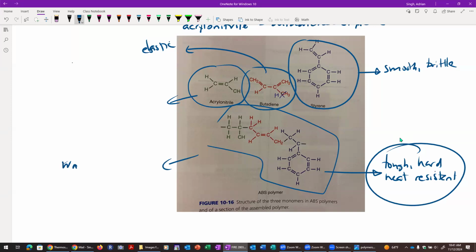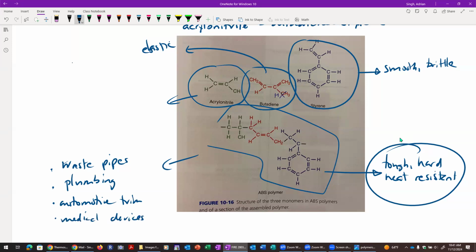You find them in things like waste pipes. You find them in plumbing fixtures, automotive trim components, medical devices, all sorts of applications depending on the percentage or the proportion of one component, one monomer versus the others. I'm just gonna say dot dot dot here because there's a lot of applications for this.